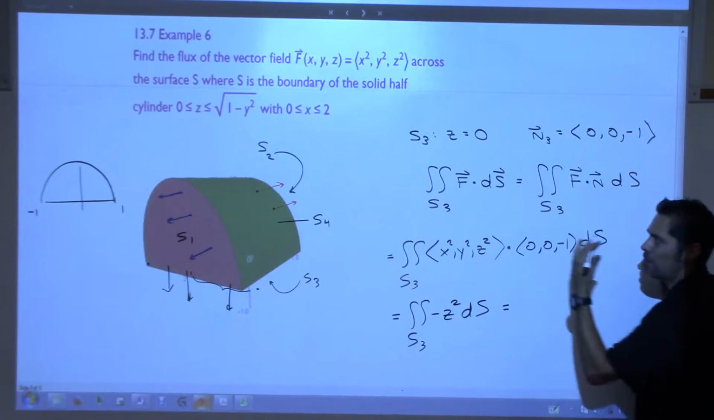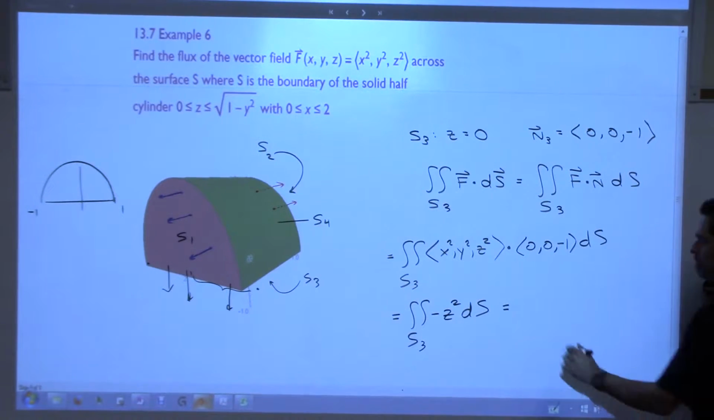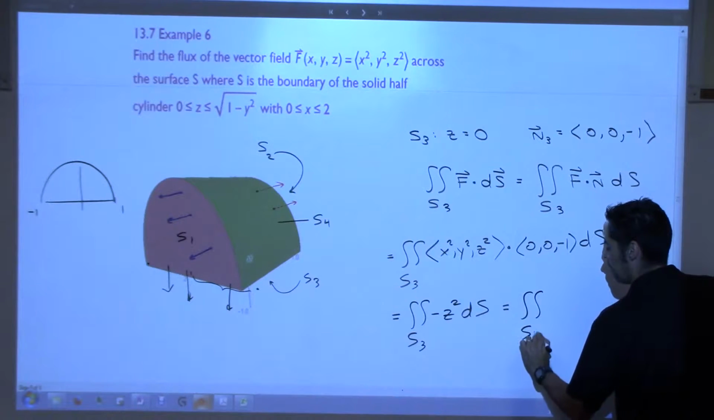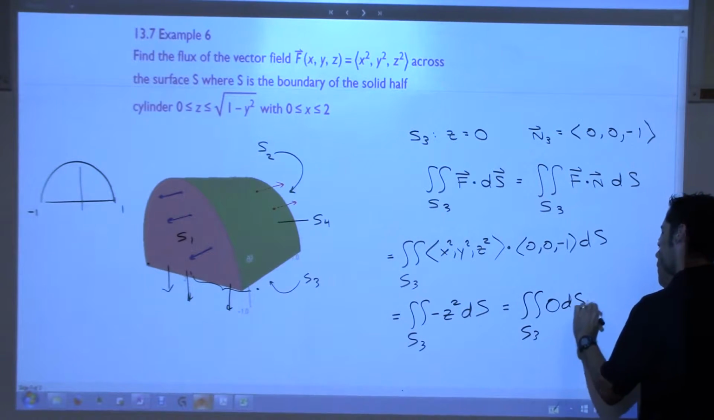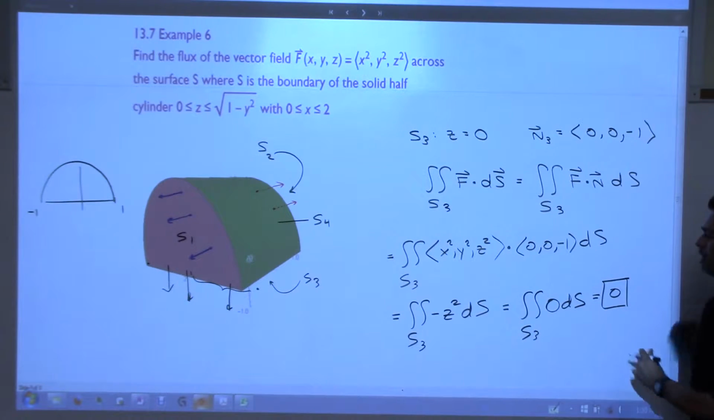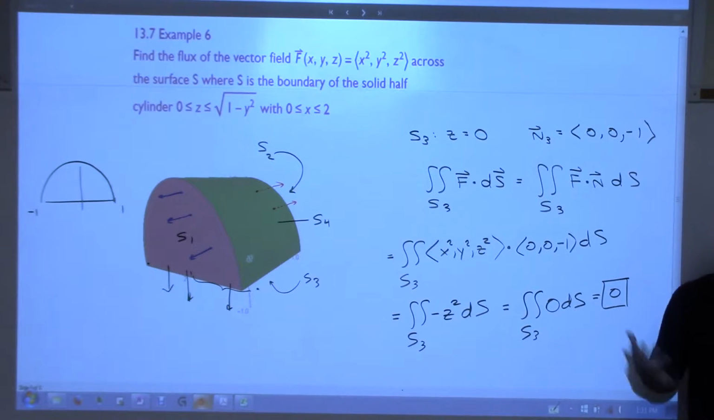ds, and z is 0. Yeah, so this is going to 0 out again. So we have no contribution to the flux through the bottom of the surface.